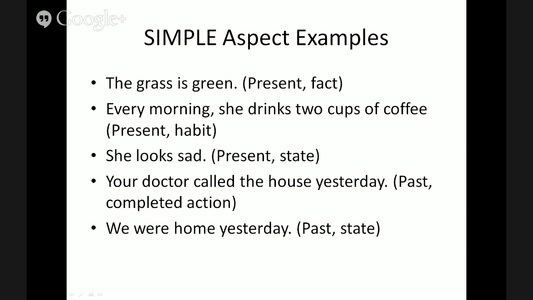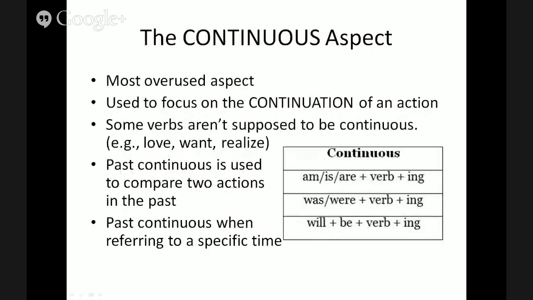She looks sad. You have a present tense state. Your doctor called the house yesterday. Okay, past. Completed action. The call started and ended yesterday. We were home yesterday. That's where we were. Pretty simple. Then we have the continuous aspect.